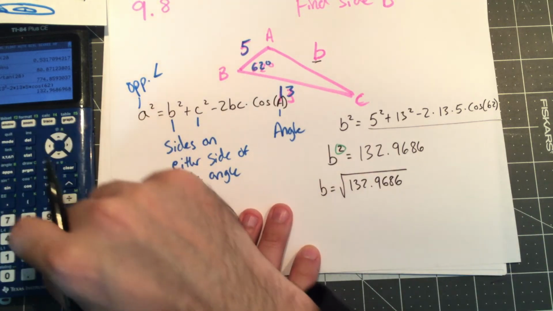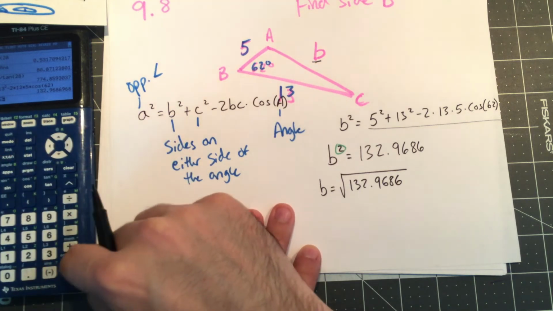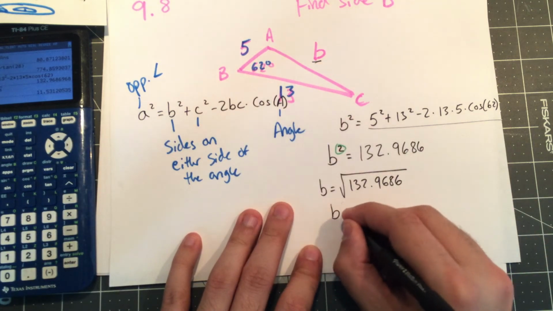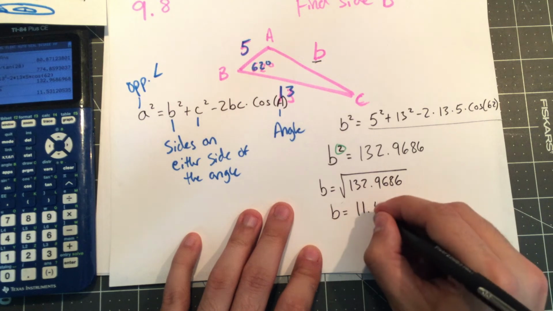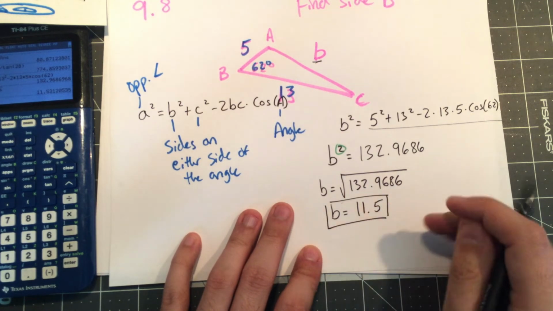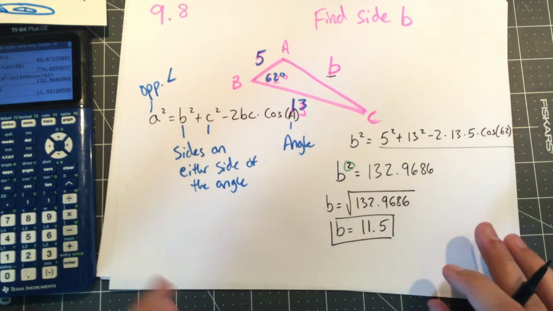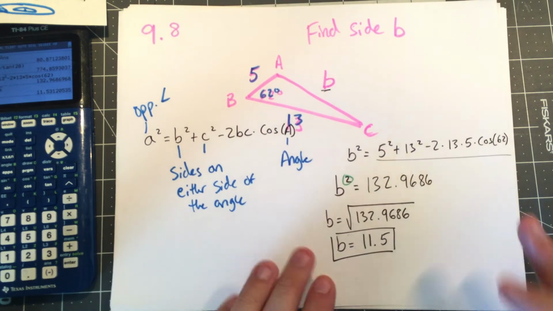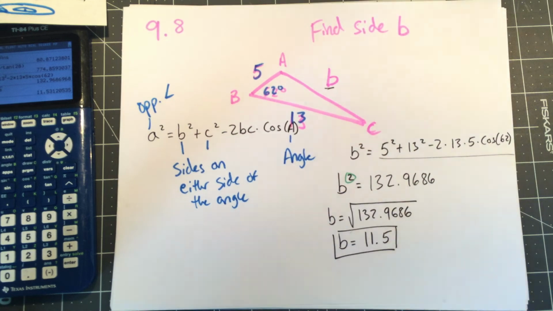So the square root of our answer is around 11.5. That is the law of cosines. It's pretty easy because everything's on one side. And if we know where everything goes and we have the equation, we can just plug it in and get an answer.